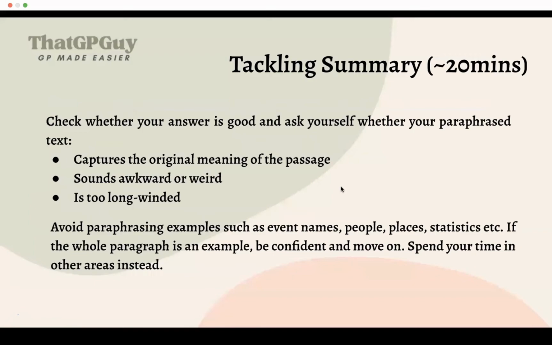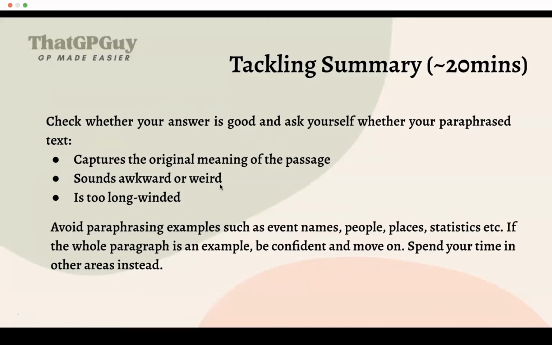So, some tips to help you find the right points. Make sure that after you have identified the points and paraphrased them, you keep a checklist of these three points. Does it capture the original meaning of the passage? Is any part of it changed? Did you alter the definition for some reason? If you did, then make sure that you change it back. Okay. Is it too awkward or too weird?